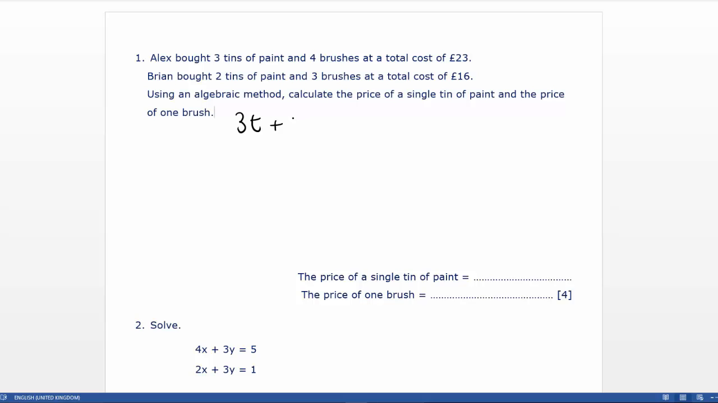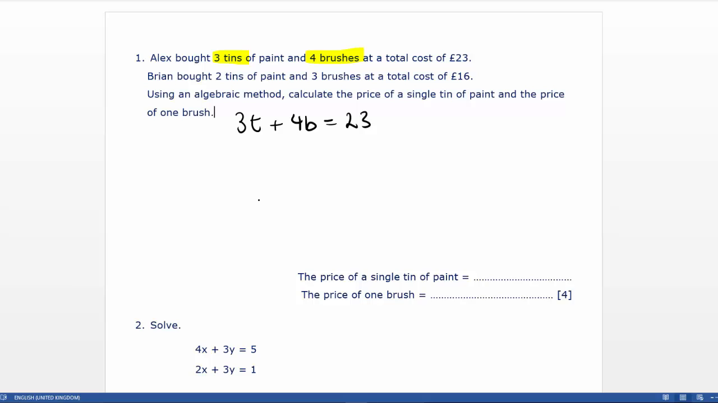So we changed it into like algebra. Okay, but why am I writing 4B? What does that stand for? What does the B stand for? 4 brushes. Good. So I'm just going to highlight that here. Right. So we got 4B. Brilliant. Is equal to what though? 23. Okay, so I'm just going to put 23 there for now.